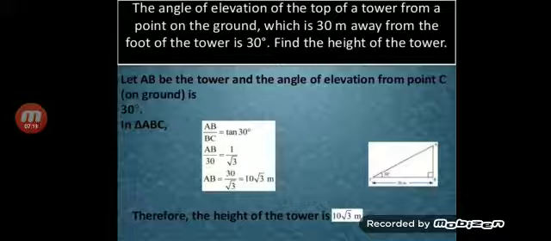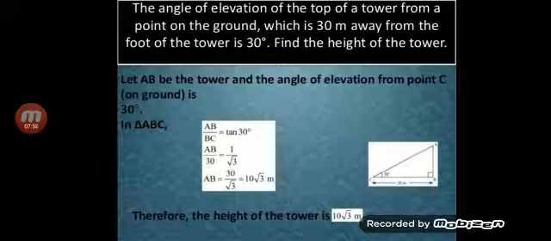the distance of the observer to the bottom of the tower is 30 meters. Therefore AB is equal to 30 upon root 3. If you simplify, you will get the answer as 10 root 3 meters. Therefore the height of the tower is 10 root 3 meters. This is the problem of application of trigonometry to find the height of the tower by using the concept of angle of elevation.